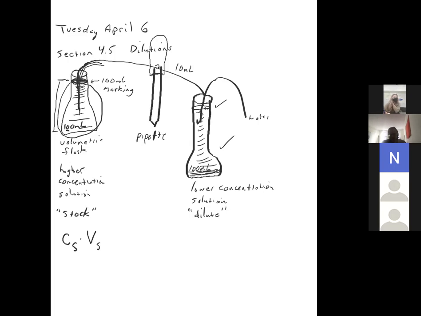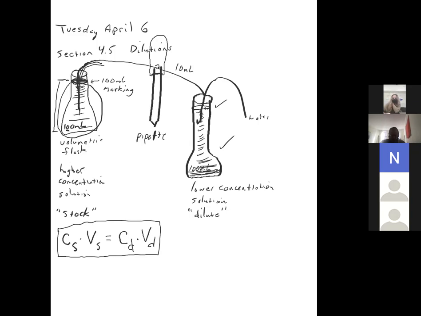That product is equal to the concentration of your dilute solution times the total volume of your dilute solution. So this entire 100 milliliters, okay? So just be careful with the numbers. But what that does is it allows you to determine the relationship between the stock and the dilute solutions. Now, most likely, when we do these calculations, our concentration units are going to be in moles per liter, molarity. We talked about that before the break.